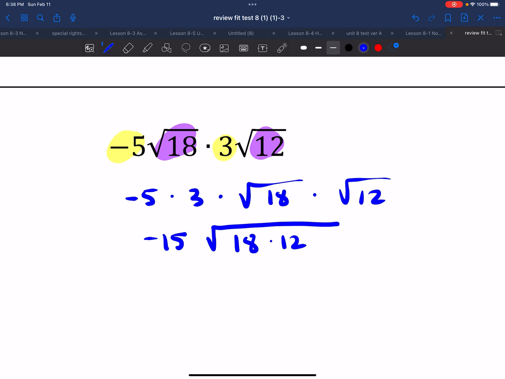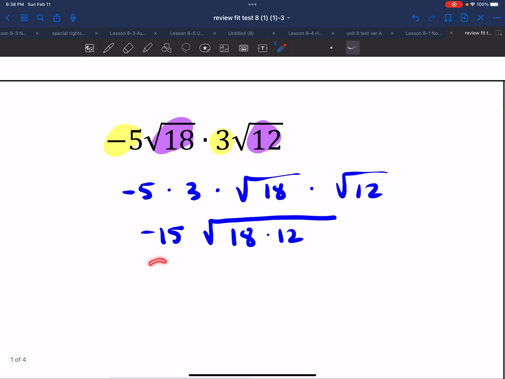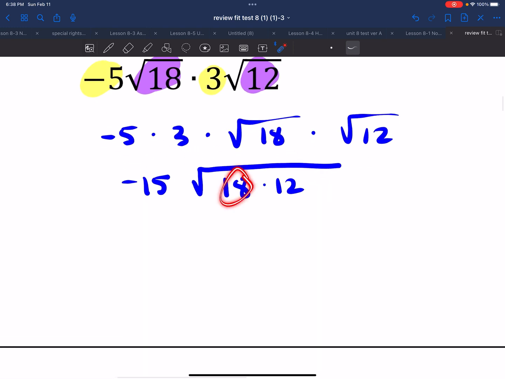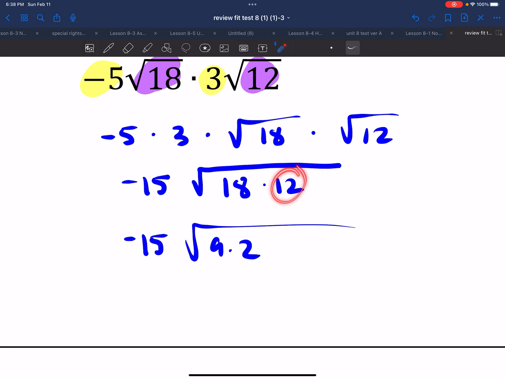I'm basically putting all the numbers under one square root. By all the numbers, I mean the numbers that have a radical with them. So -15 root 18 times 12. Okay, let's break down that 18. What I like to do is think of numbers where you want to have a perfect square involved. So rewriting, I have -15, that drops down, square root of 9 times 2. 9 times 2 is 18. And then I have 12 over here, which I can break down with 4 and 3.